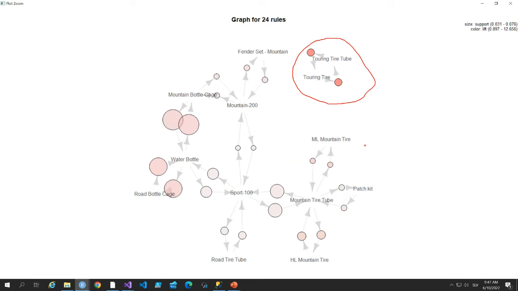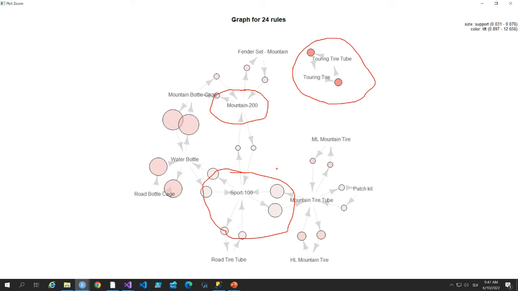Yes, this is the one with the strongest lift, but not really important because they are somehow isolated from all other item sets. Here we can see that on the other hand, Sport 100 is combined with many other item sets, right? So this is, yes, definitely the most important product. Of course, water bottle is as well. But look at this one, Mountain 200. This is something that is hard to interpret through numbers, but it's easy to interpret through graphs.